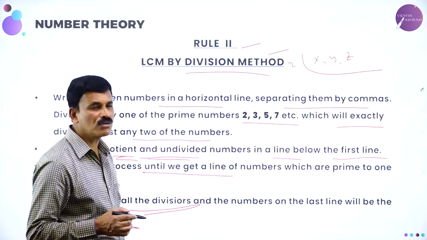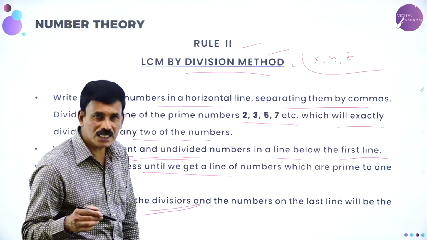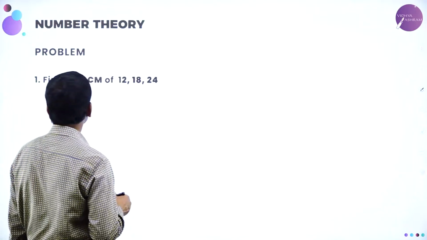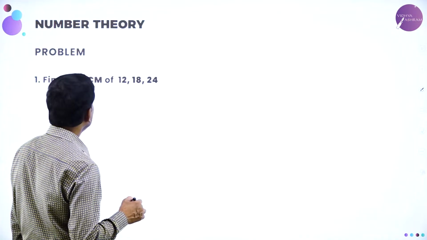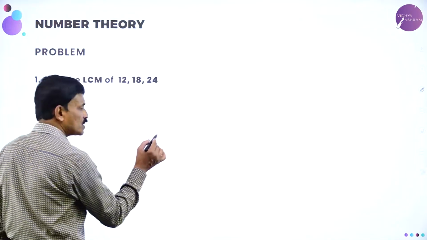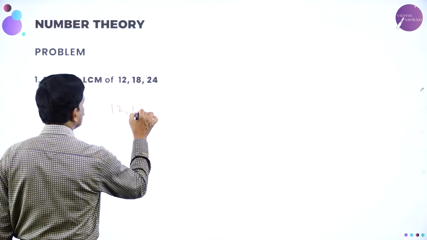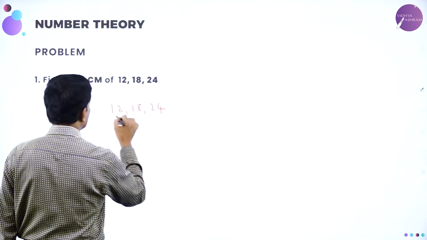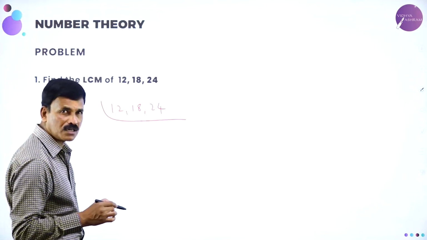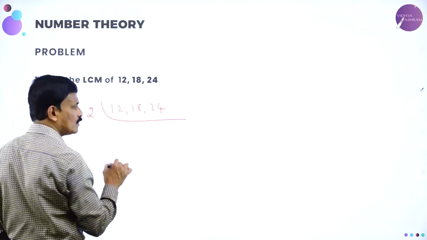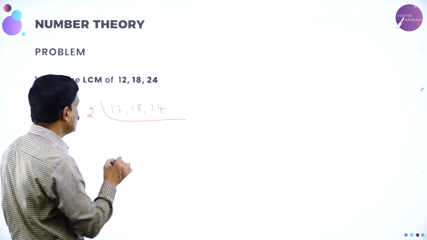This is a very important concept. Let me explain by taking an example. Find the LCM of 12, 18 and 24. So what is the rule first? First write down the numbers 12, 18, 24 in a line separated by commas and divide by any number like 2, 3, 5 and 7. Let us divide by 2.